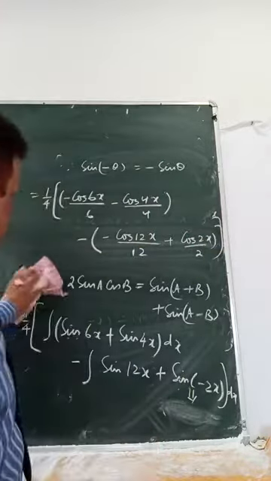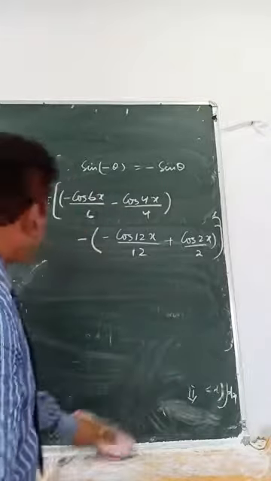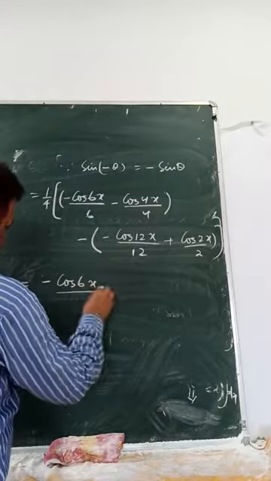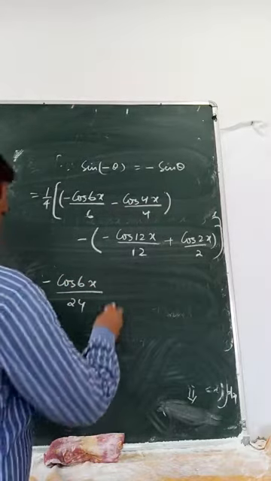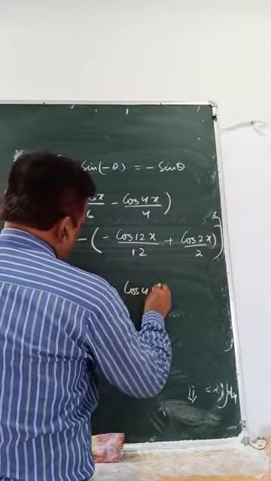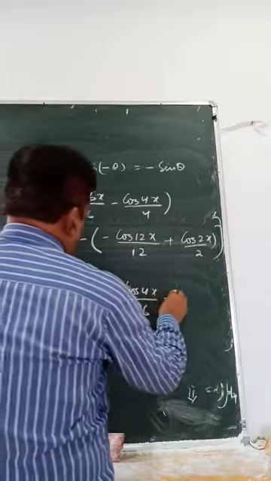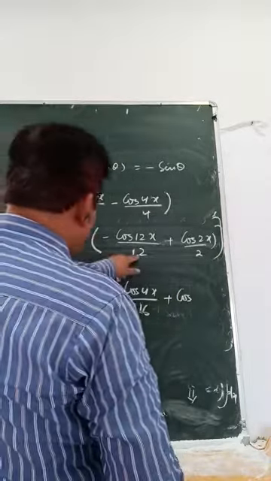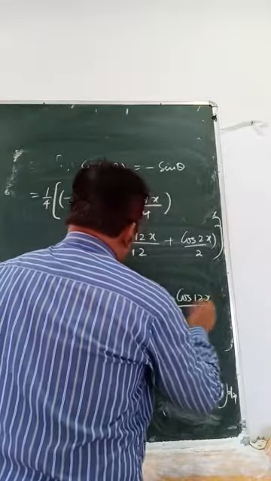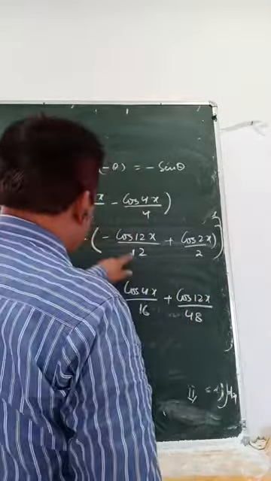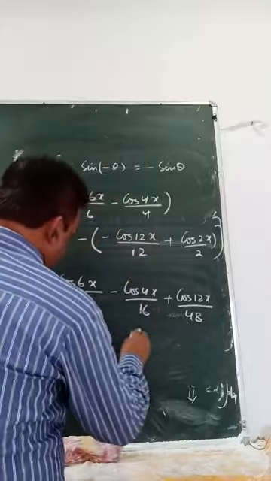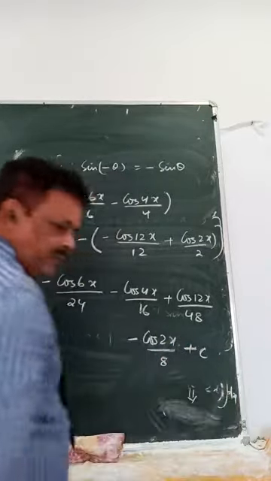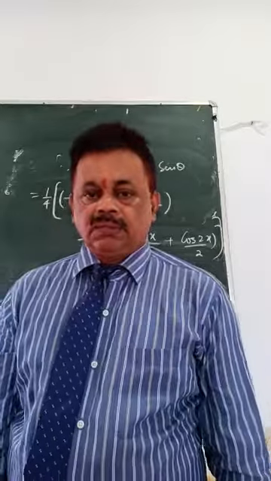If you want to open the bracket, it is minus cos 6x by 24 minus cos 4x by 16 plus cos 12x by 48, then minus plus minus cos 2x by 8 plus a constant. So there are some questions in our textbook. You will try to solve.